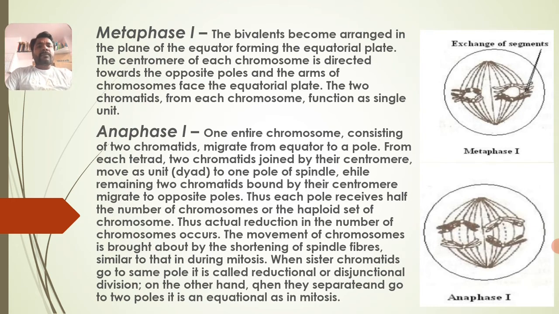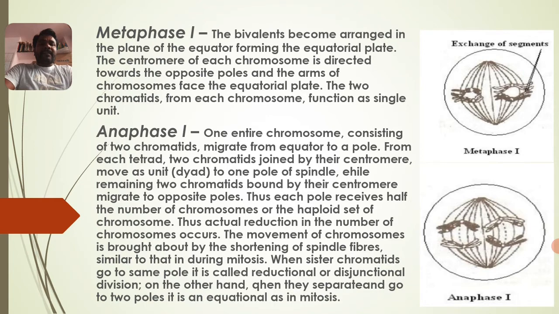Thus, each pole receives half the number of chromosomes, or the haploid set of chromosomes, that is n chromosomes. Thus, the actual reduction in the number of chromosomes occurs here. The movement of chromosomes is brought about by the shortening of spindle fibers, similar to mitosis. In mitosis also the spindle fibers shorten and the chromosomes move towards the opposite poles, but here half the number of chromosomes move towards the opposite pole.